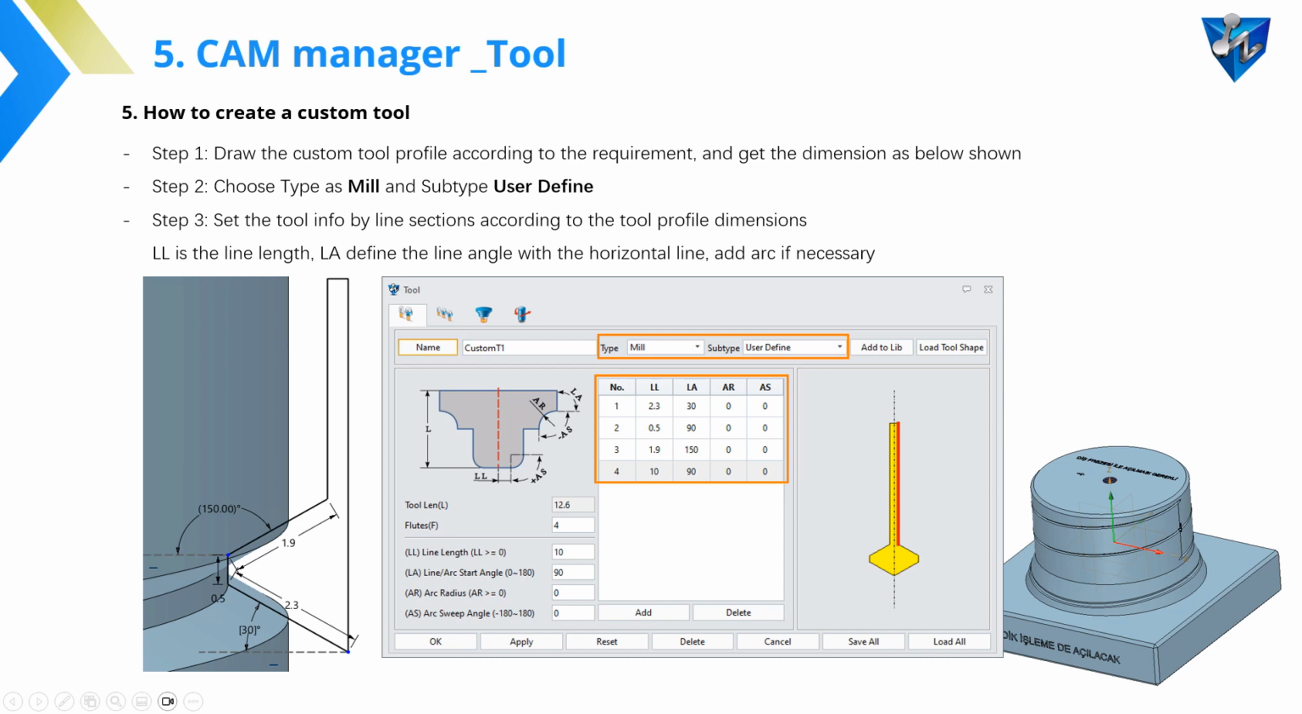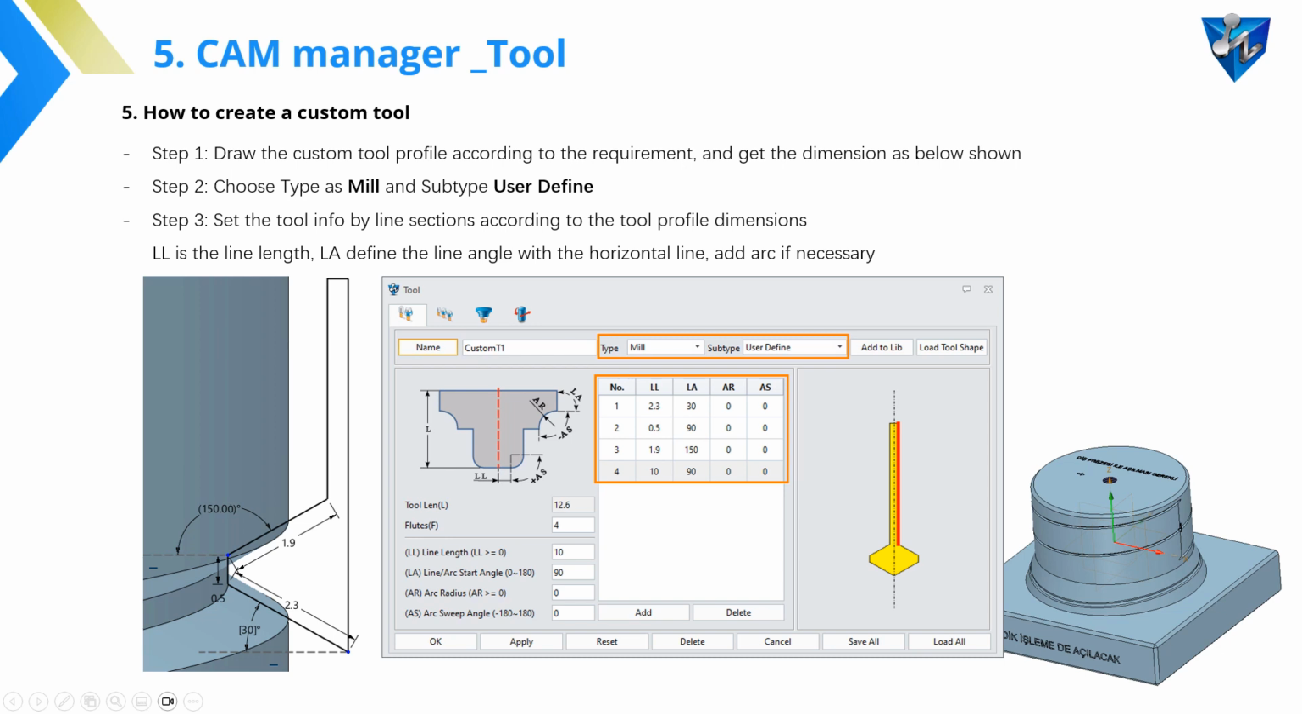First, we need to create the profile of the custom tool and make dimensions. Then we need to open the tool manager. Choose the subtype as User Define. Follow the dimensions to create the custom milling tool. The key parameters are the LL and LA. LL is the line length for each line section, and LA is the line angle with the horizontal line. If necessary, we can also set the AR and AS parameters.